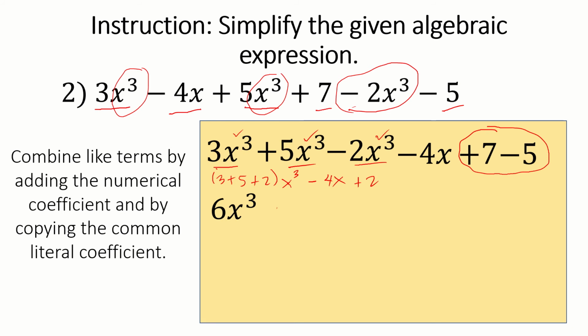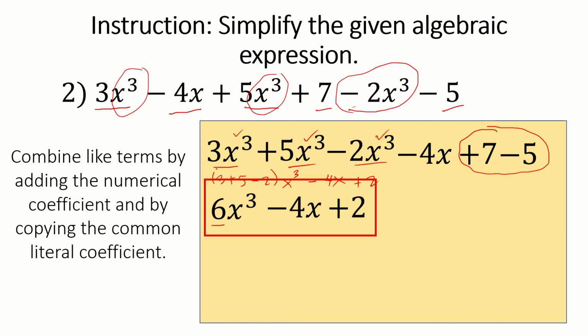So, okay, this is not a plus but a minus. So 3 plus 5 is 8. 8 minus 2 is 6. So that's why it's 6x cubed minus 4x plus 2. And this is our final answer.